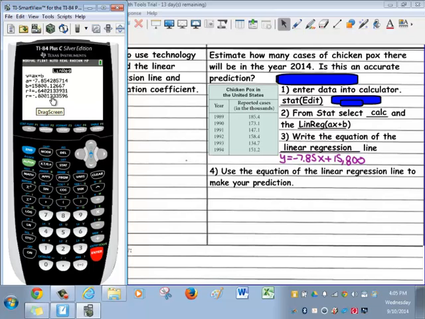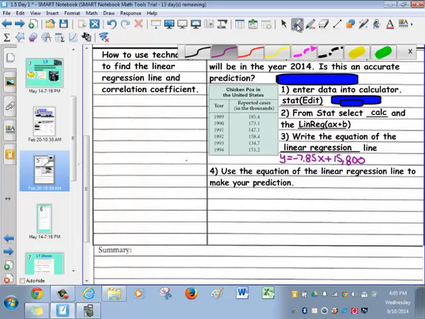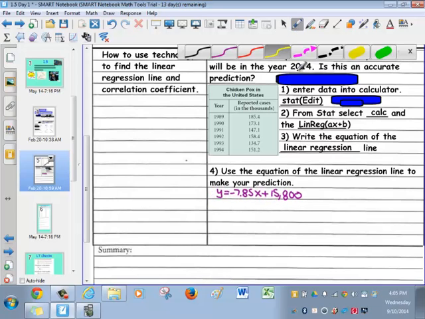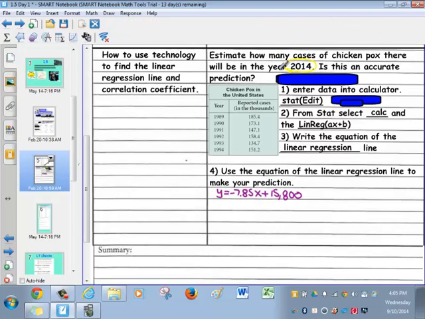Now, the next step says use the equation of the linear regression line to make your prediction. So we're going to take this line right here and rewrite it down here. What you just need to do is take this 2014 and plug it in for your X, because the X represents the dates, right? The years were your X column. That's your L1 column. Those were the dates.